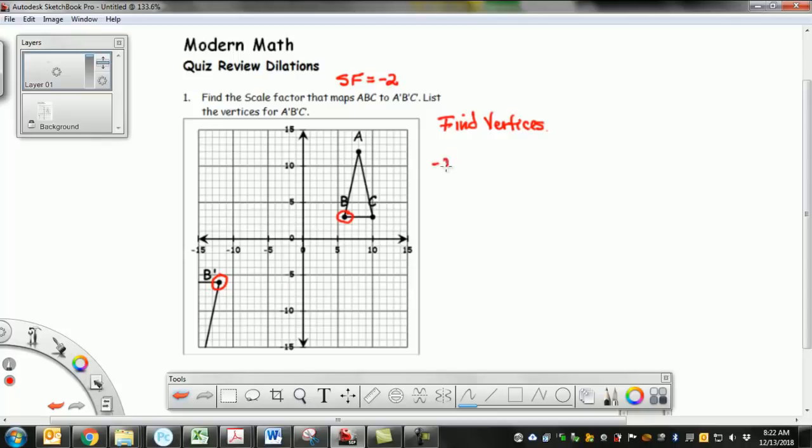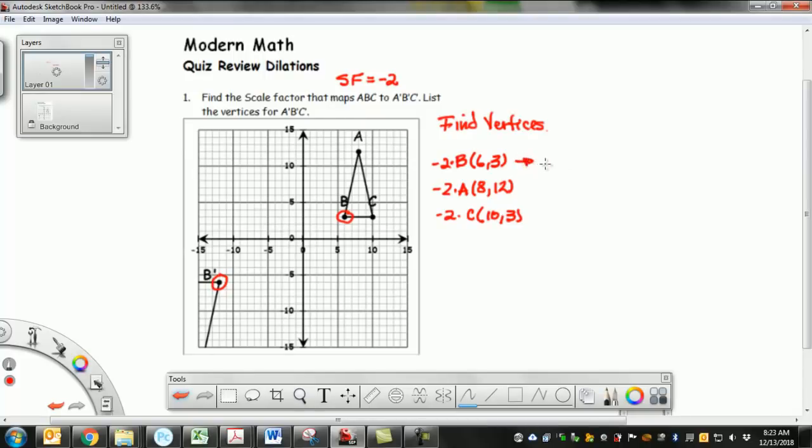Okay, let's go ahead and set this up. -2 times, might as well start with B. So -2 times B, (6, 3), and we take A, which is (8, 12). And then -2 times C, which is (10, 3).